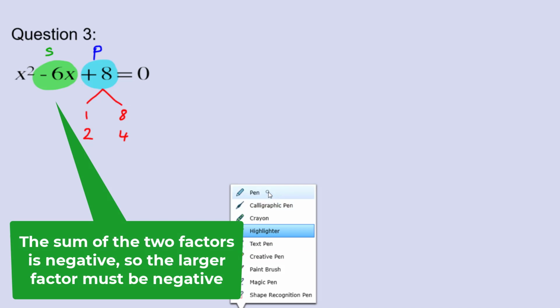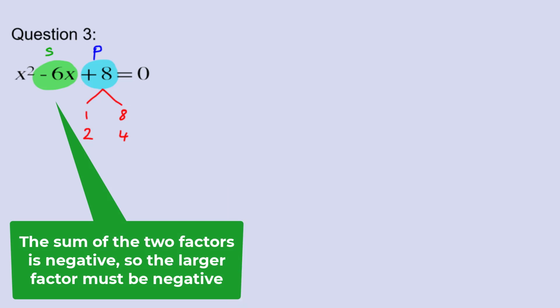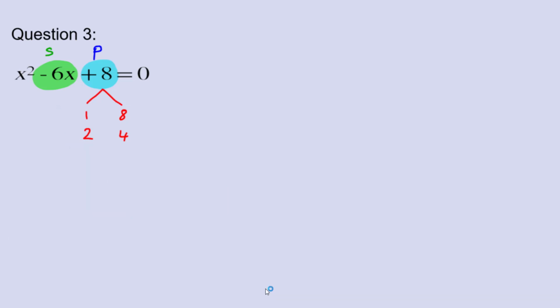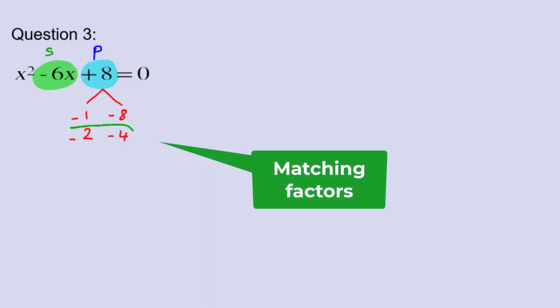This time the sum is negative. That means the larger factor must be negative for the sum to be negative. So in our case, 8 and 4 are negative, and minus times a plus is minus, so the second factor is also negative. Both factors will multiply to give plus 8, because minus times minus is plus. But we need to see which two factors add up to give minus 6. Those are going to be our matching factors we use to factorize this quadratic and solve it.